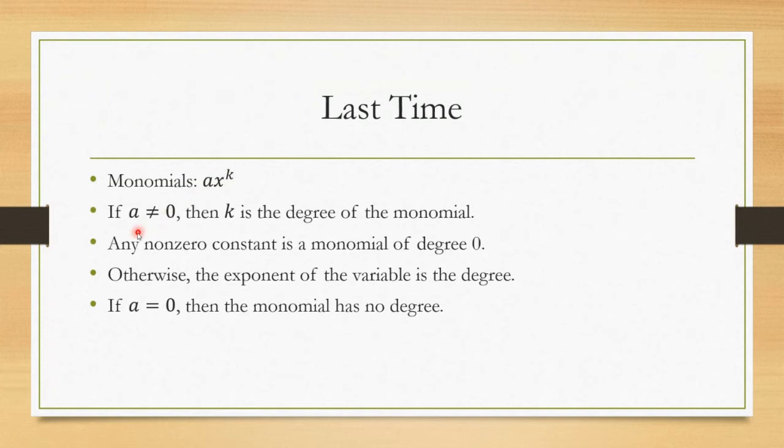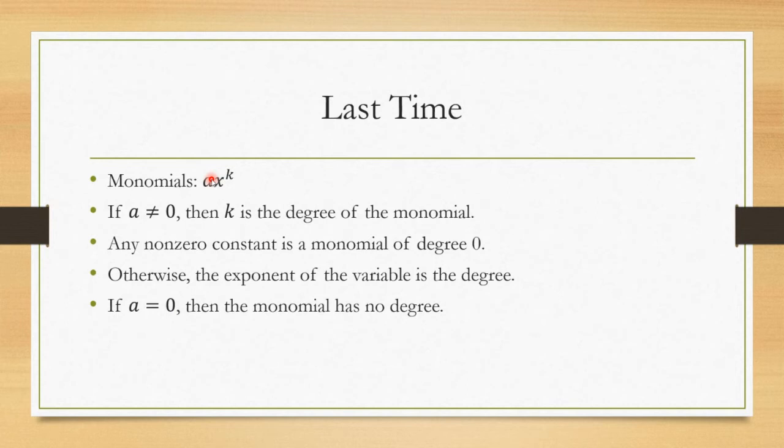So what am I getting at? Well, any non-zero constant is a monomial of degree 0. And if you have x raised to an exponent k, then k is called the degree of the monomial. And also, if a happens to be 0, well then the whole thing is 0. 0 times anything is 0. In that case, the monomial has no degree.